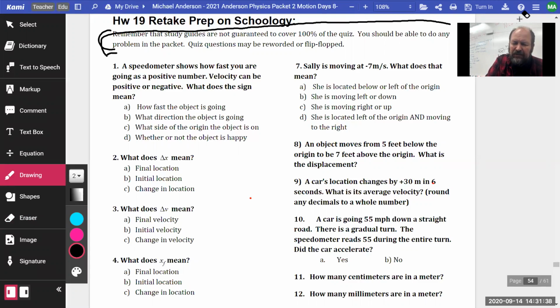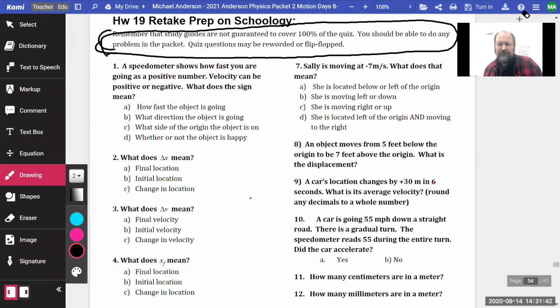cover 100% of the quizzes. You should be able to do any of the problems in the packet anywhere. Remember that quiz questions can be reworded, flip-flopped. Remember that retaking a quiz oftentimes means different questions. The numbers will be different. Instead of a car going 50 miles an hour in the first quiz, now it's the car going 70 miles an hour in the other direction on the retake, that kind of thing.